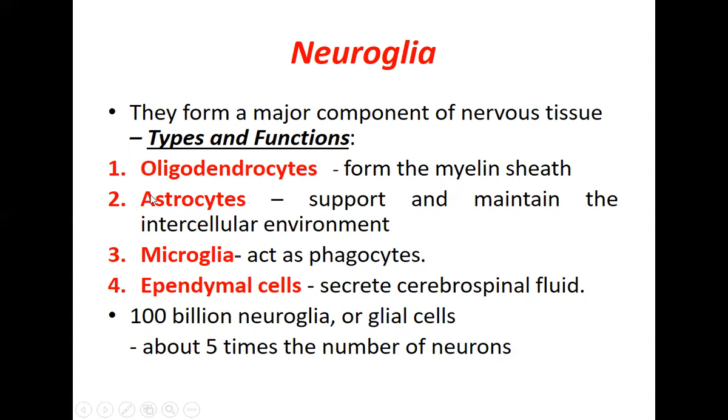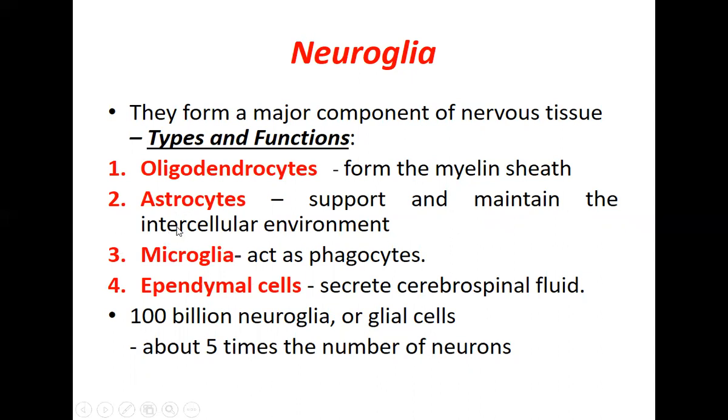Then the second type of cells are called astrocytes. They look like stars, that's why they are called astrocytes. They support and maintain the intercellular environment of the whole of the brain stem, spinal cord, everything. Astrocytes support and maintain the intercellular environment, because the brain is very sensitive to changes in the environment.